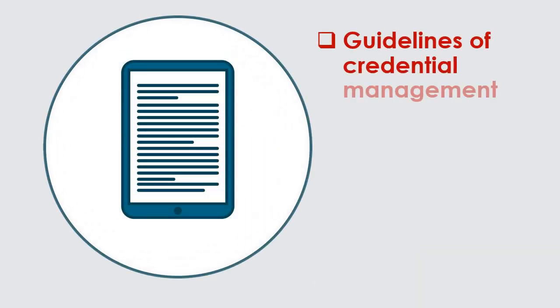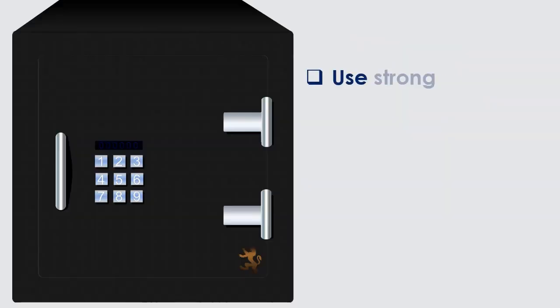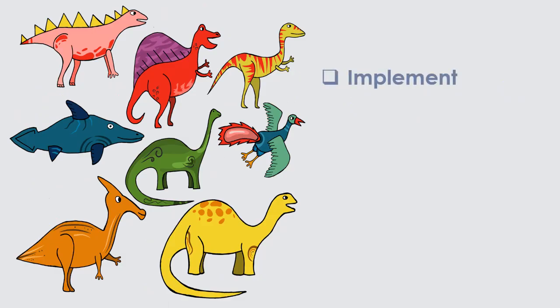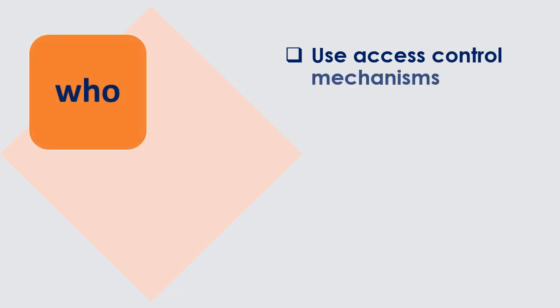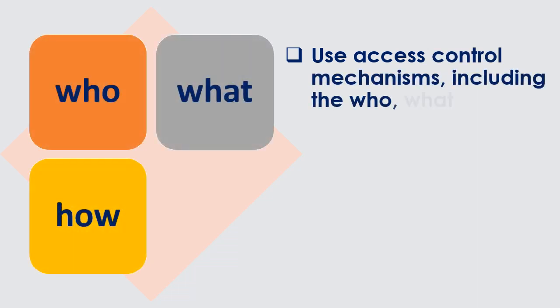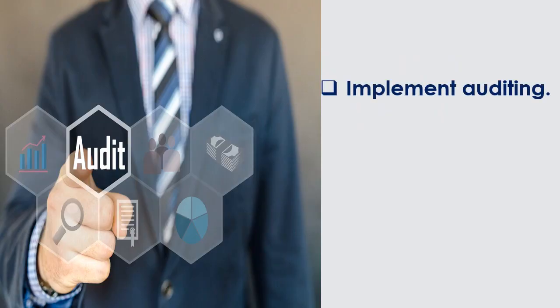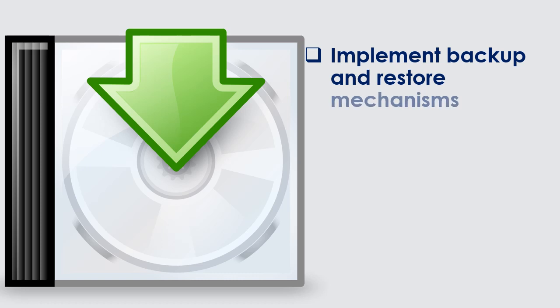Guidelines of Credential Management System, CMS. Use strong passwords. Automatically generate complex passwords. Implement password history. Use access control mechanisms, including the who, what, how, and when of access. Implement auditing. Implement backup and restore mechanisms for data integrity.